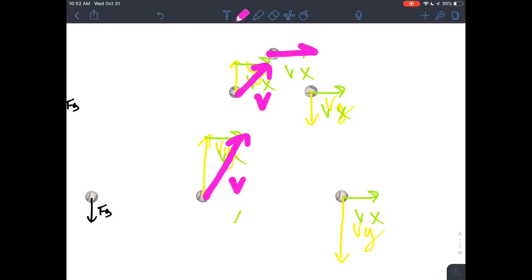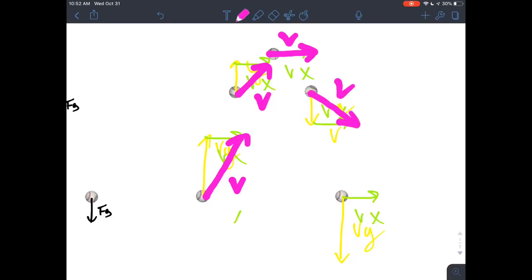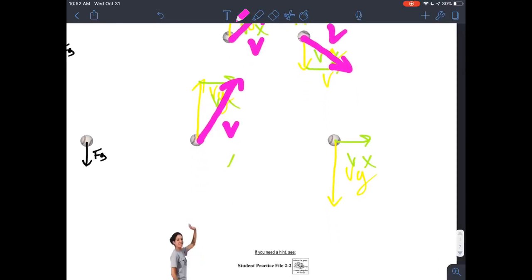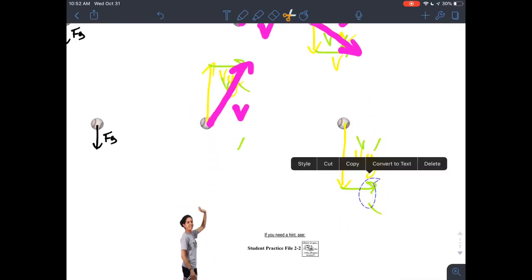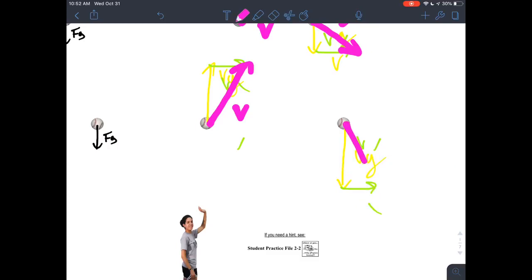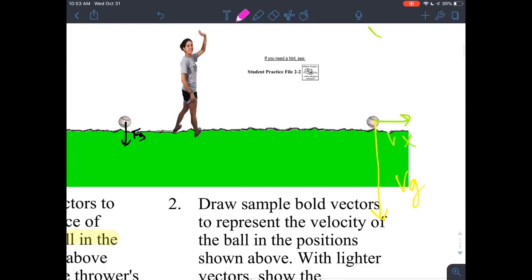Here, our velocity is just horizontal. Here, if we add up our Vx and Vy, we get something that looks like this. There's our V. And again, we keep going, adding up our vectors tip to tail. We get our V. And eventually, we end up with our last velocity down here, which is our greatest velocity.